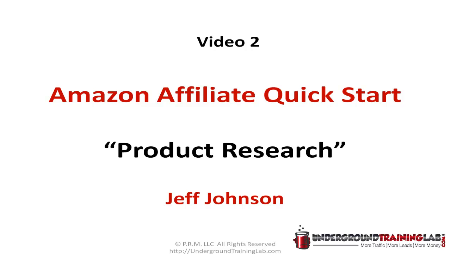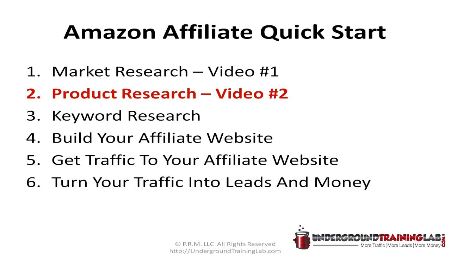This particular video is all about doing the product research necessary to find hot selling products with high commission payouts. So this is the second video in our series. The first video in the Amazon Affiliate Quick Start training series was called Market Research, and I walked you through an extremely comprehensive set of tools that I use and that you need to use to find the hottest markets. In this video, which is video number 2, we're going to talk about using some of those tools to pick your products, the most profitable products to sell as an affiliate through Amazon.